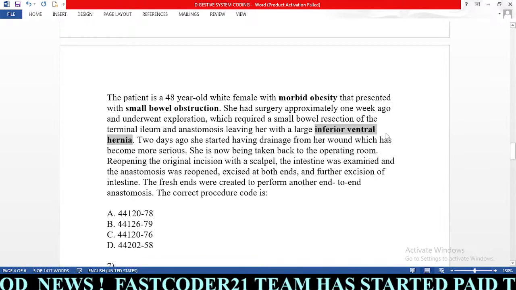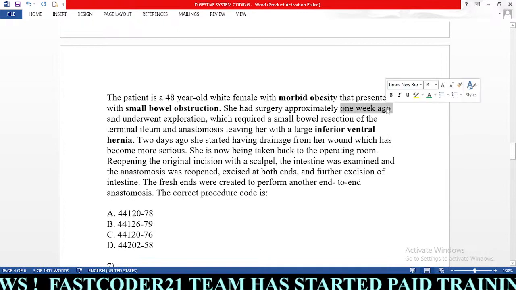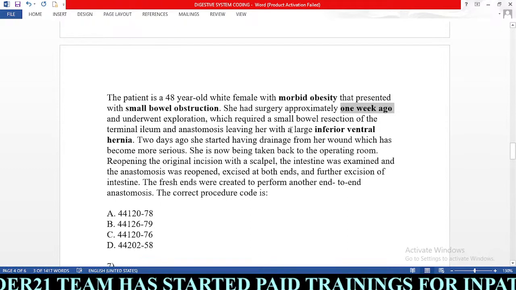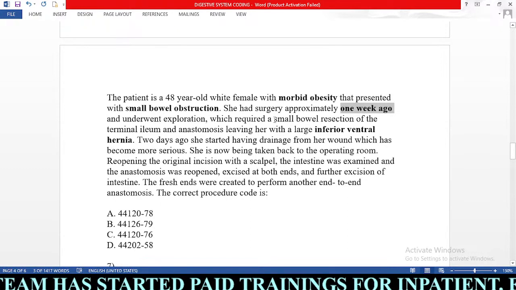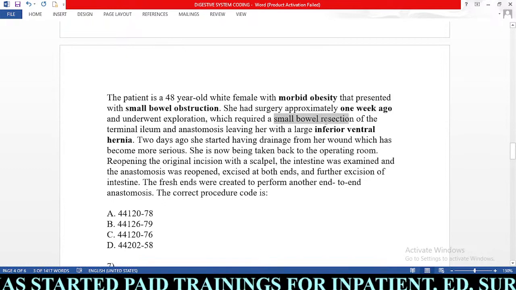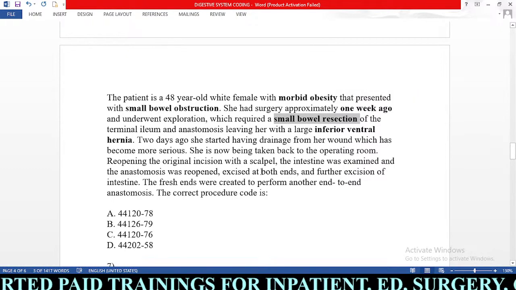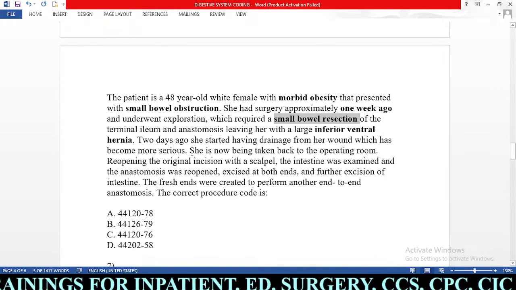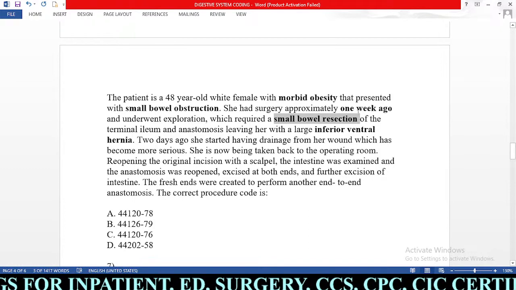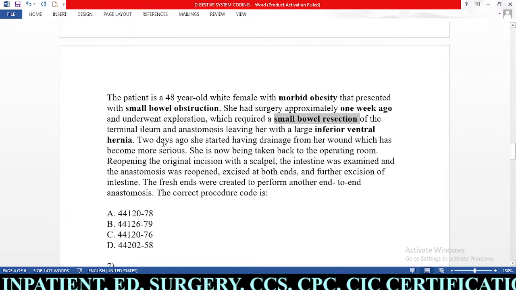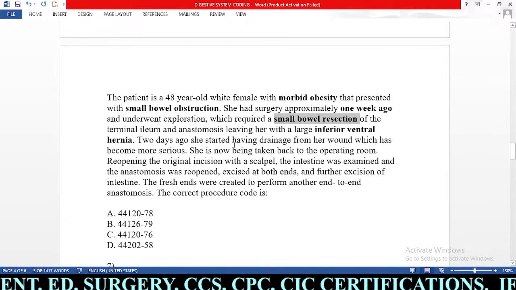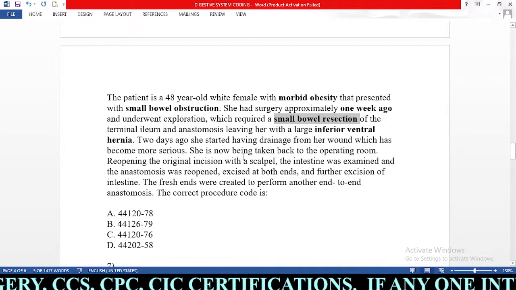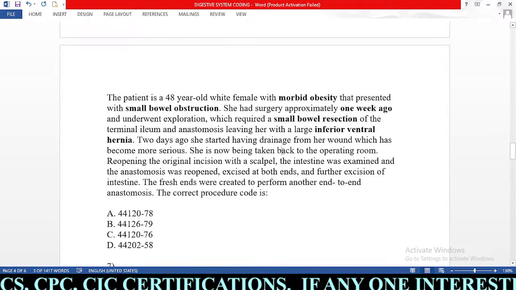Here we need to understand that the patient had surgery 1 week ago and underwent exploration. Due to that exploration, she had small bowel resection. 2 days ago, she started having drainage from her wound, which has become more serious. So, 1 week ago she completed her surgery, but 2 days ago the patient started having drainage from her wound, which has become more serious. She is now being taken to the operating room.